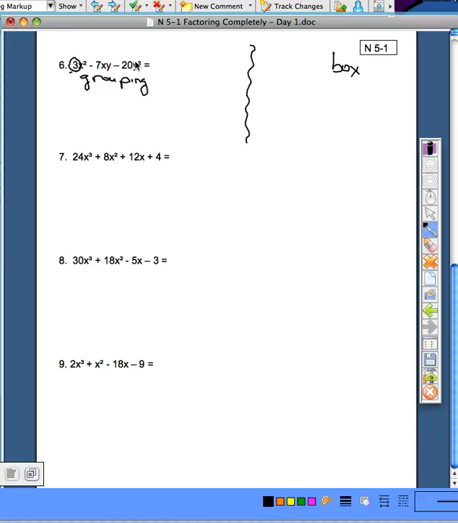We still have to discover the factors that we're going to use. So we have to add to be negative 7xy, and we're going to multiply to be, remember, multiply the first and third term, negative 60 x squared y squared. Okay, so looks like box, but it's a 60. All right, so what could it be?